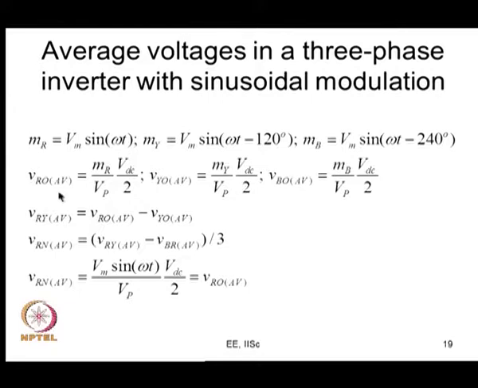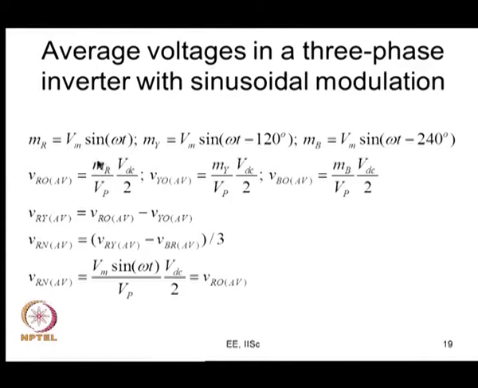So, what will your VRO average be? It will be MR upon Vp times VDC by 2. So, if MR is equal to Vp, it will be VDC by 2. If MR is equal to minus Vp, this will be minus VDC by 2. So, this VRO average will be anywhere between minus VDC by 2 and plus VDC by 2. It cannot exceed plus VDC by 2. That is what is going to cause a change here now.